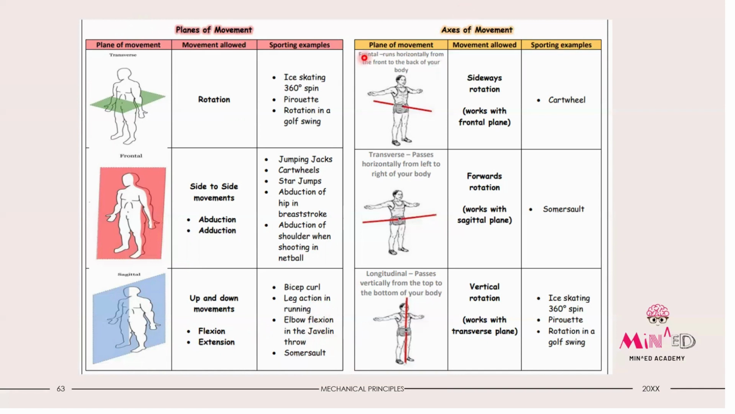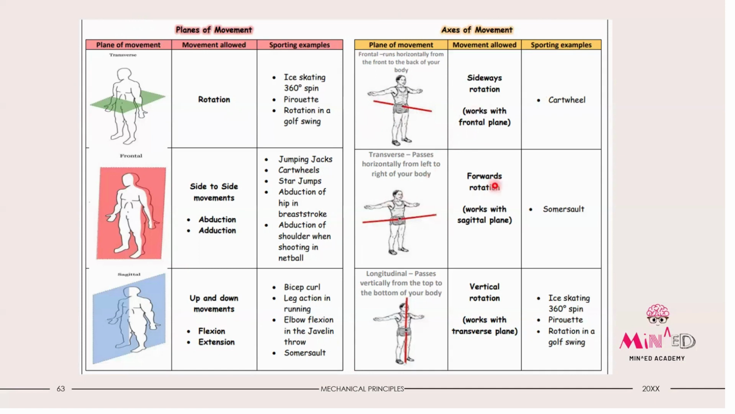Now, axis of movement, as opposed to plane of movement. Okay, the frontal axis runs horizontally from the front to the back of your body. It helps in sideways rotation, so it works with the frontal plane.